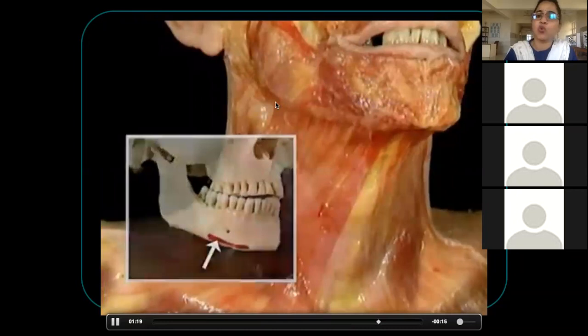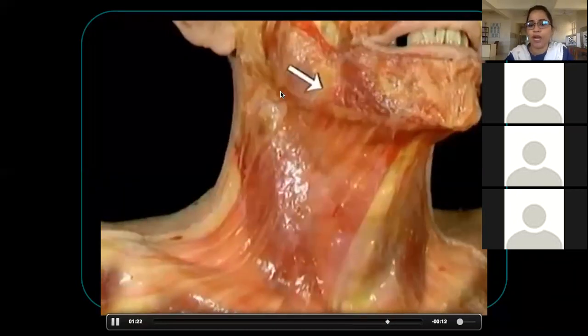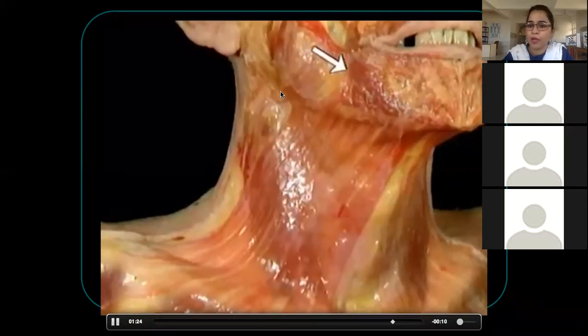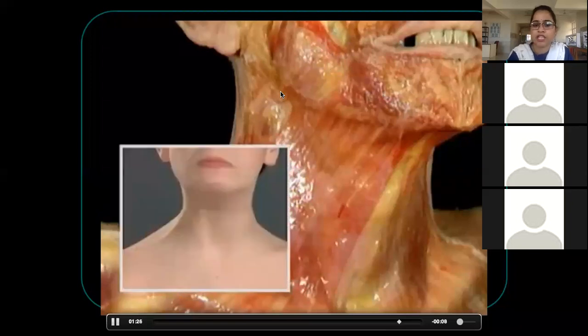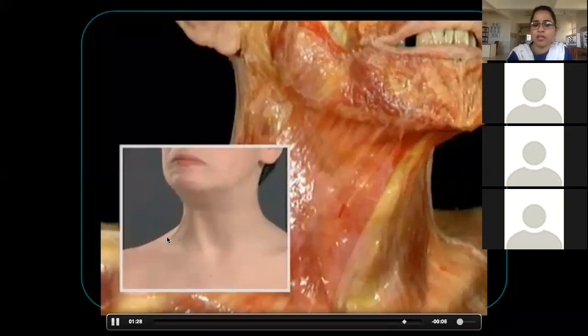Risorius: communication of the platysma muscle, a continuation. That is the action of platysma. See here, you can see the folds coming. Clear, everyone?